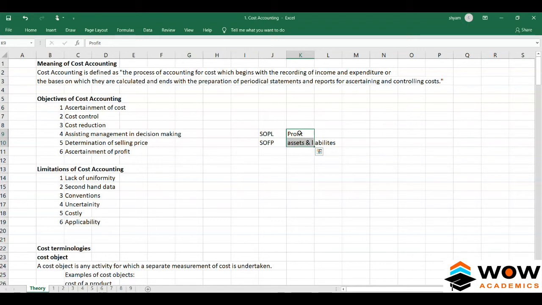But what happens here is we know the profit of the entire company, or sometimes even the entire division or entire department we can find out. But if we want to find out what is the cost, as well as the profit of producing a particular product, or giving a particular service, then how do we do it? See, financial accounting will not capture these data.